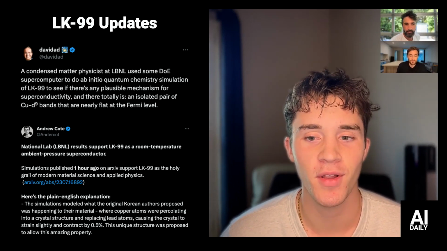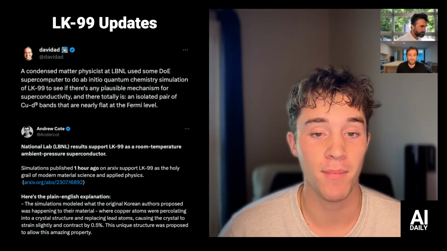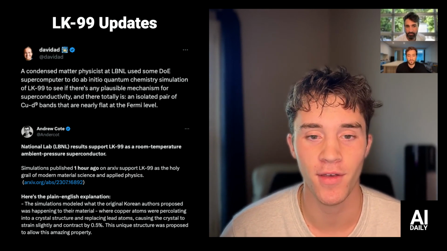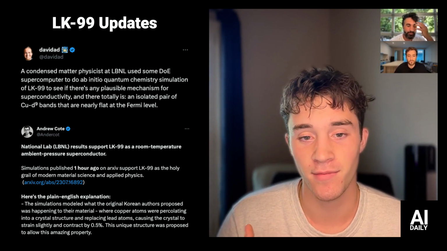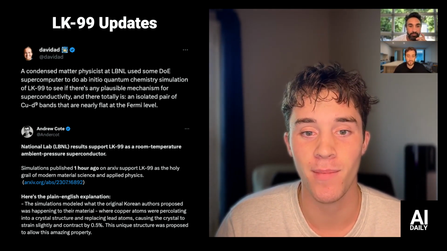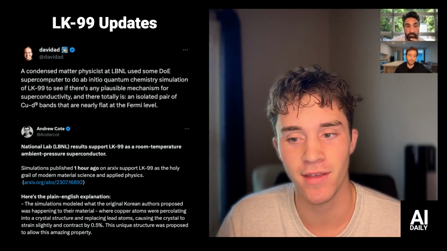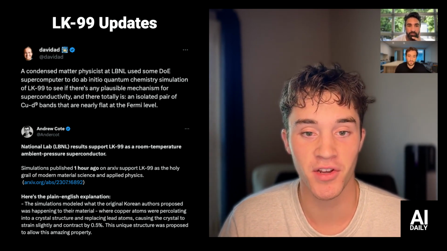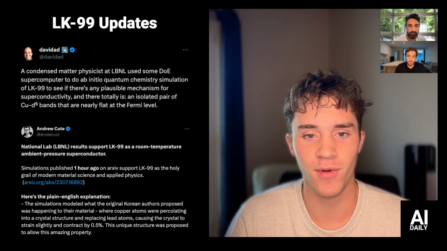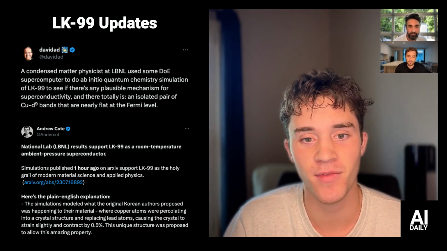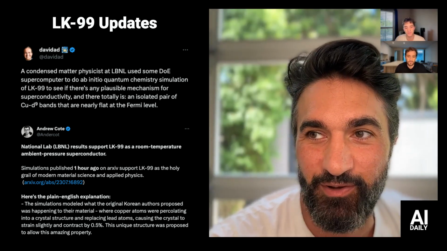I was going to say it's pretty bullish that the original hypothesis of the paper was that it was the copper atoms percolating into the lead crystal that made it superconductive, and then the DOE simulation shows that this does actually make superconductivity possible. Very bullish that they're right about that. I love that there are so many great parts of this story.